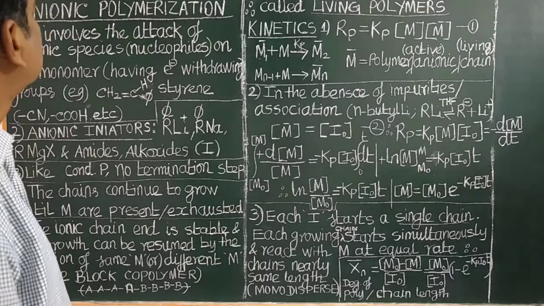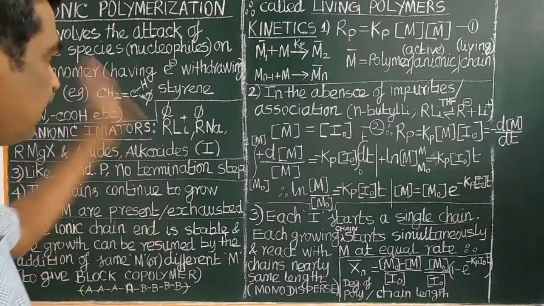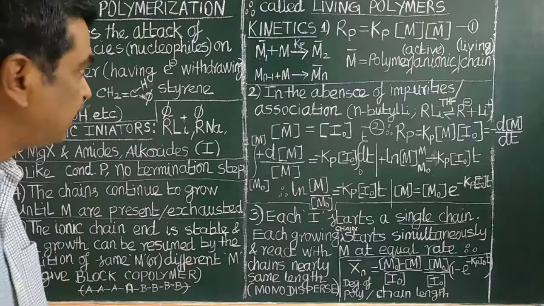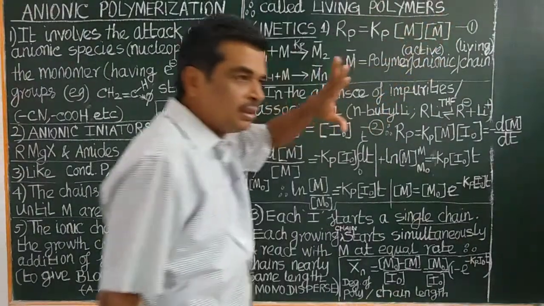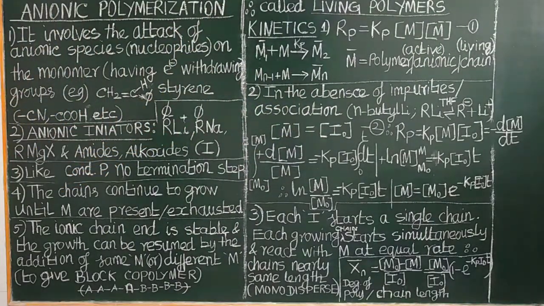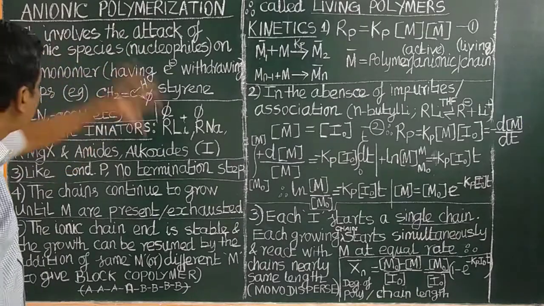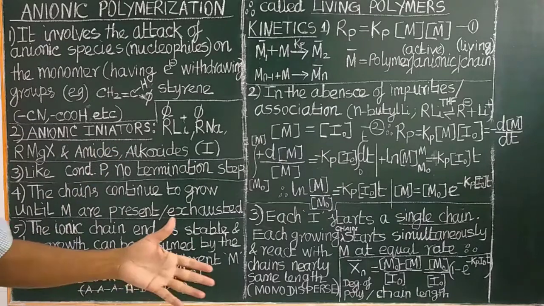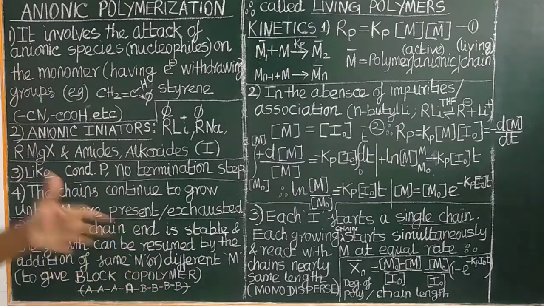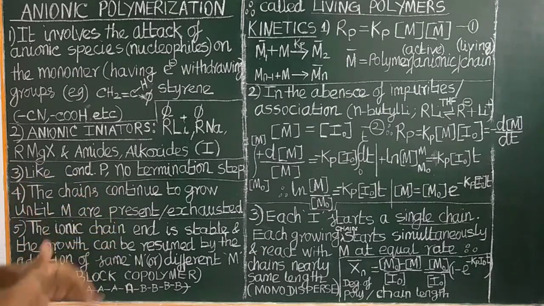Good morning. In this class, we will study anionic polymerization: what is anionic polymerization, its mechanism and kinetics. Anionic polymers are also called living polymers. It involves the attack of anionic species. This is very similar to cationic polymerization and condensation polymerization reaction; please watch the cationic polymerization video first.